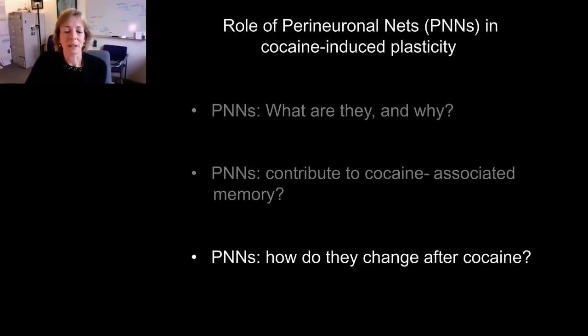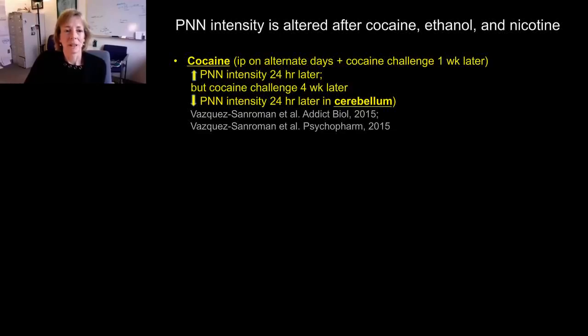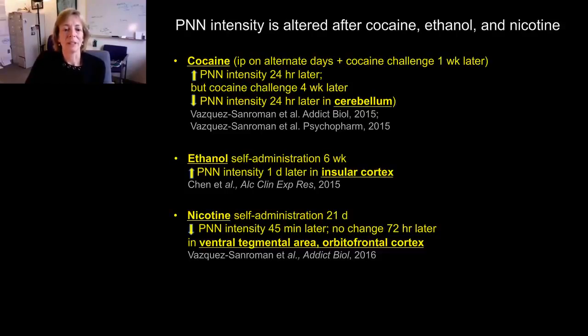So how do these perineuronal nets change after cocaine exposures? There have been some studies, most of these have been done just in the last couple of years, ongoing studies, and while we're continuing ours as well, they found that PNN intensity is altered after cocaine, after ethanol, and after nicotine. I won't go through the details of this, but I put the papers up here for your interest so you can take a look at these.